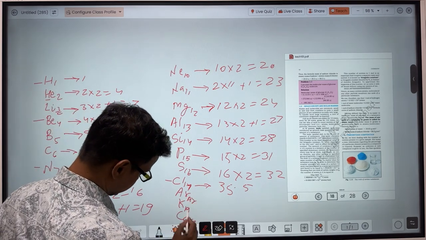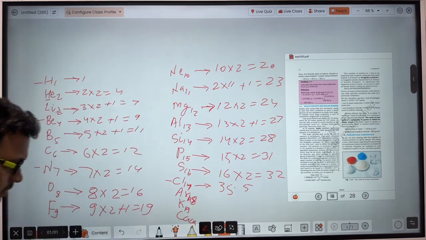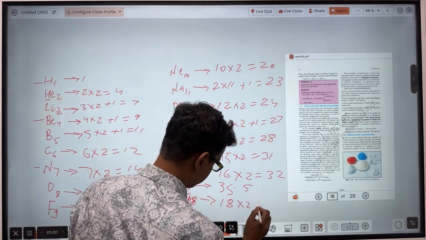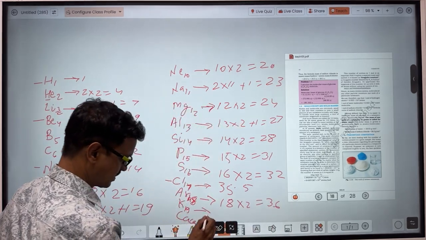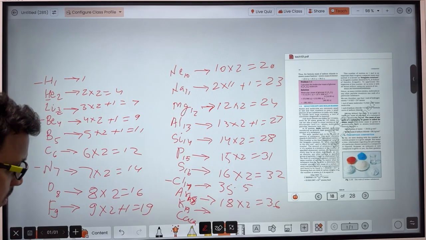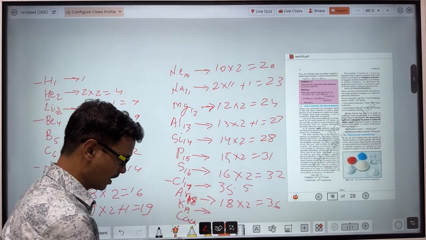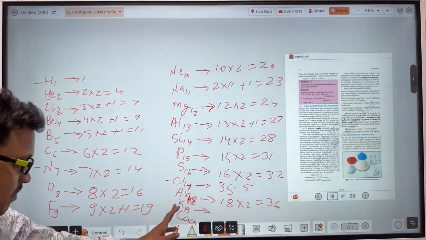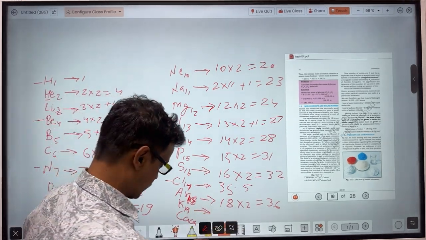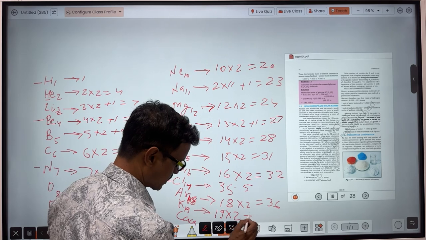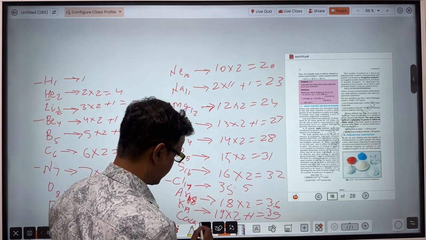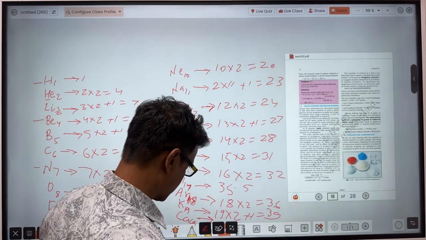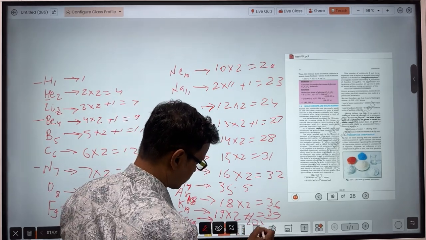Argon, atomic number 18, is an even number, so atomic weight will be 18 into 2, that is 36. Potassium 19 is an odd number, so plus 1. And calcium 20 is an even number, so its atomic weight will be 20 into 2, that is 40.